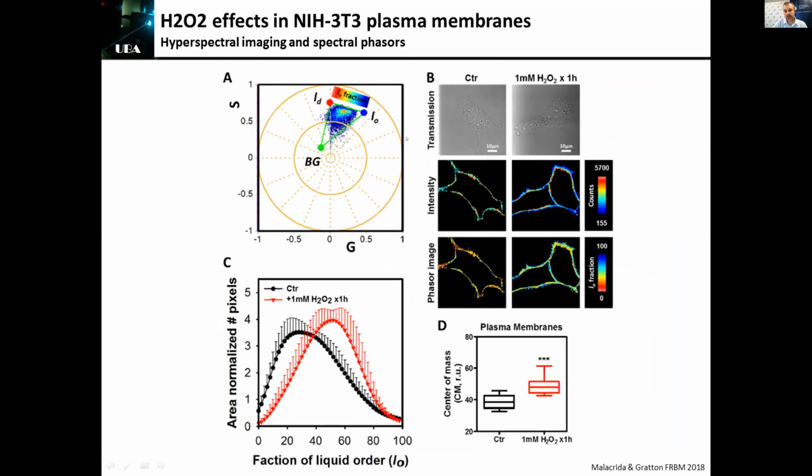where the position of the pixel should be in our linear combination. When we do this and we analyze the plasma membrane, you can see that there is a shift toward an increase in liquid order, which coincides with what we get for the lifetime when we introduce the hydrogen peroxide in the system. And this is also significant when we analyze the center of mass of the distribution along this line.